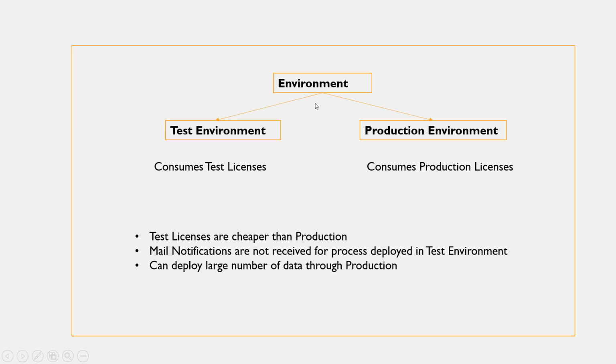So we discussed the environments. We have a test environment and a production environment. The test environment consumes test licenses and the production environment consumes production licenses. We have seen with an example how this is consumed, right? Test licenses are cheaper than production. Mail notifications are not received for processes deployed in the test environment. You can deploy a larger amount of data through production.